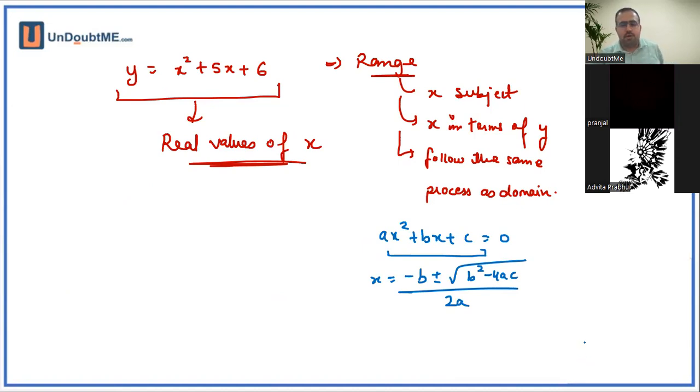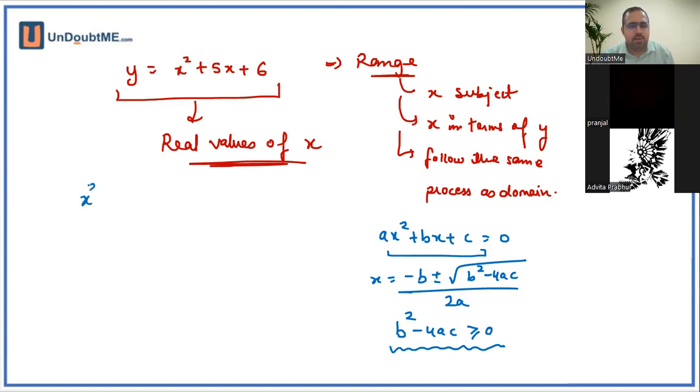Yes, sir. Okay, now in this formula there is a square root, and whenever there is a square root there is a condition over there. Okay, what is the condition? That b square minus 4ac, since it is in the square root, it should always be greater than or equal to 0. Okay, so that is what we have to consider over here.